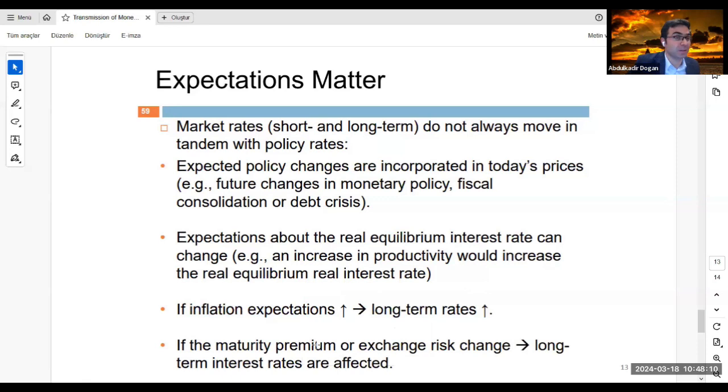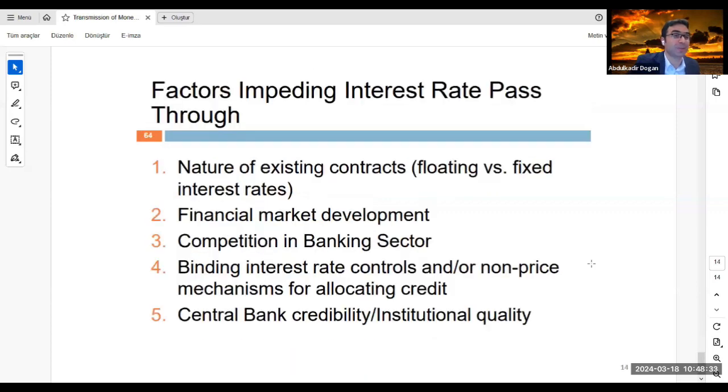And if the maturity premium or exchange rate is increasing, the longer-term rates are also affected. If I have a maturity premium problem, then I will ask the government again. At the end of the maturity, I don't know which type of condition I will face. So you should make sure that I will not lose the money at the end. This is also affecting the long-term interest rate.